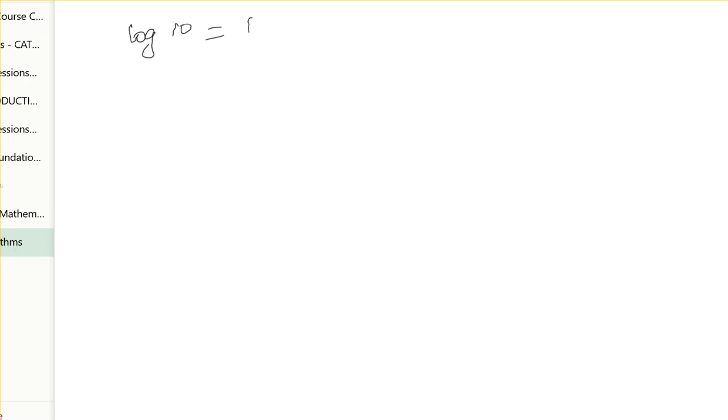Log 10 base 10 is 1. Log 1 base anything is 0. So, log 1 base 10 is also 0. Log 0.1 base 10 is minus 1. So, let me write it in an ordered manner.